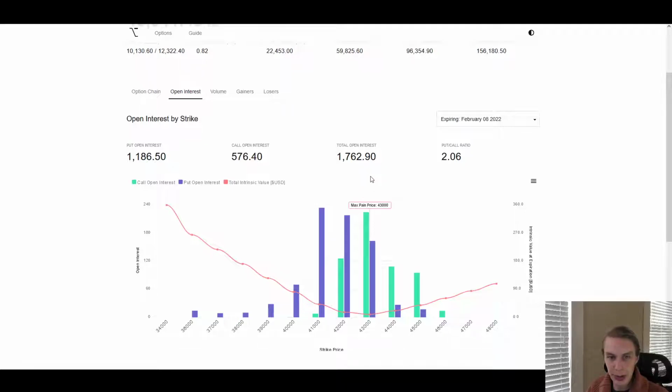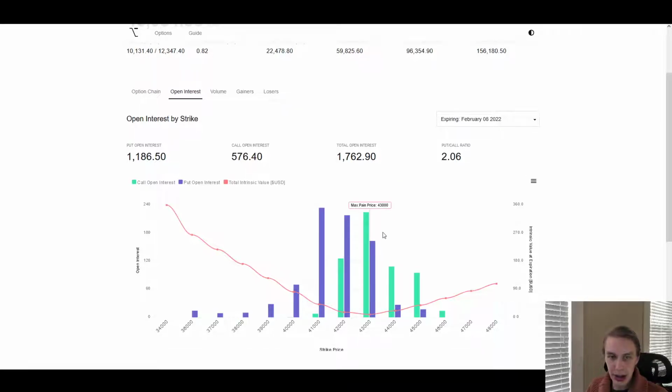So if you're familiar with options, essentially options are a form of derivatives, different contracts that are written, that people buy, that give them the option to either buy at a certain price in the future or to sell at a certain price at some point in the future. So all options will have some kind of expiration date. We're looking right now at the ones that expire tomorrow, so on February 8th.